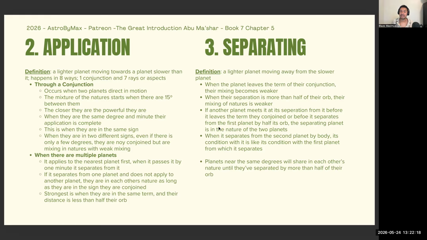And then planets that are near the same degrees will share in each other's nature until they are separated by more than half of their orb. It's generally how we should understand the conjunctions here.